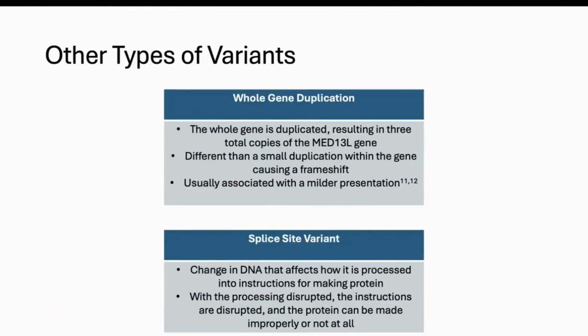There are some other types of variants that can cause MED13L syndrome that we haven't touched on yet, including whole gene duplications and splice site variants. In whole gene duplications, the whole gene is duplicated, resulting in 3 total copies of the MED13L gene. This is different than a small duplication within the gene causing a frame shift and is usually associated with a milder presentation. Splice site variants are changes in DNA that affects how it is processed into instructions for making protein. With the processing disrupted, the instructions are disrupted, and the protein can be made improperly or not at all.